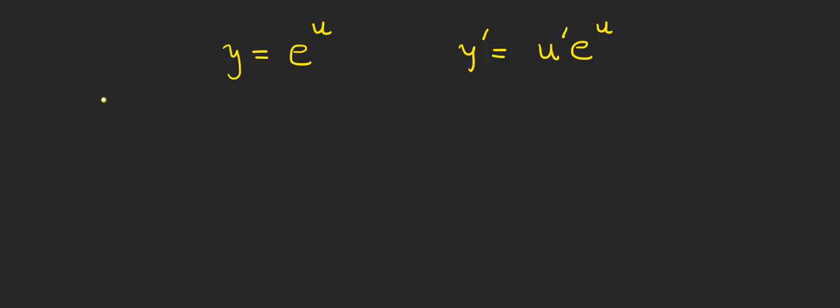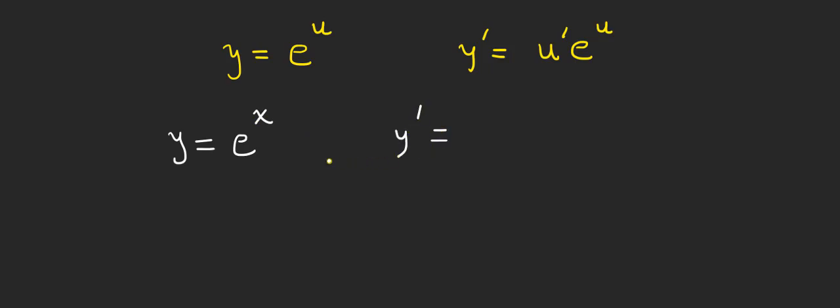In this video, we're going to talk about derivatives of exponential and logarithmic functions. So let's say we have y equals e to the u, and the derivative of y, which is y prime, would be u prime e to the u. So let's say, for example, you have y equals e to the x. So what would be the derivative of that?